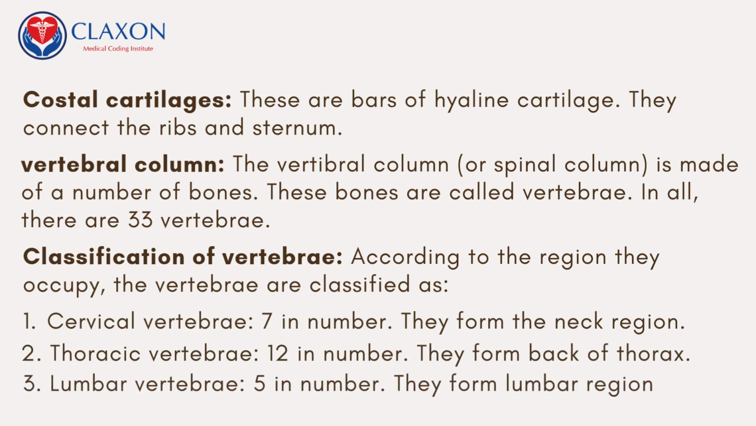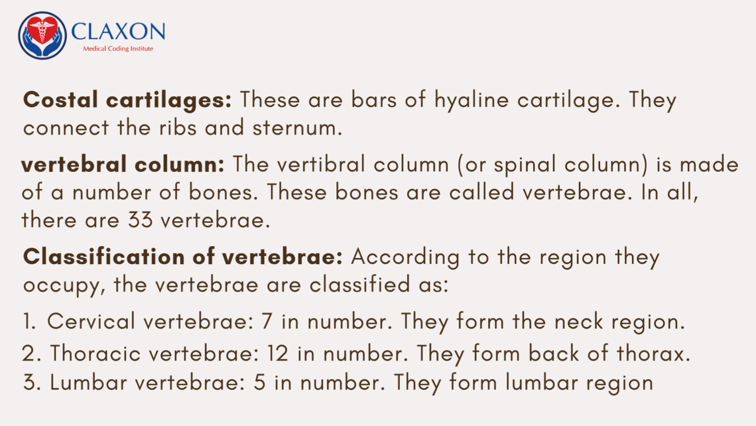Costal cartilages, these are bars of hyaline cartilage. They connect the ribs and sternum. Vertebral column, the vertebral column or spinal column is made of a number of bones. These bones are called vertebrae. In all, there are 33 vertebrae.